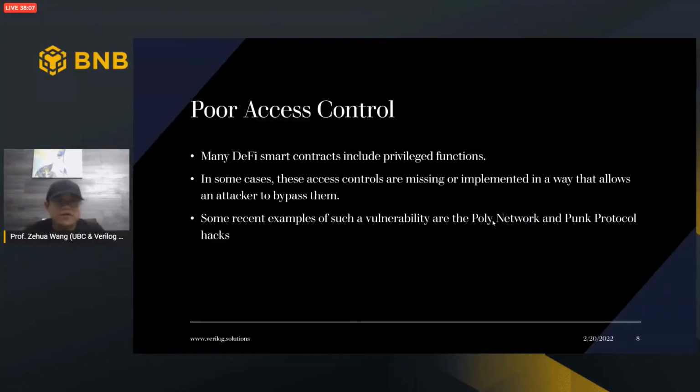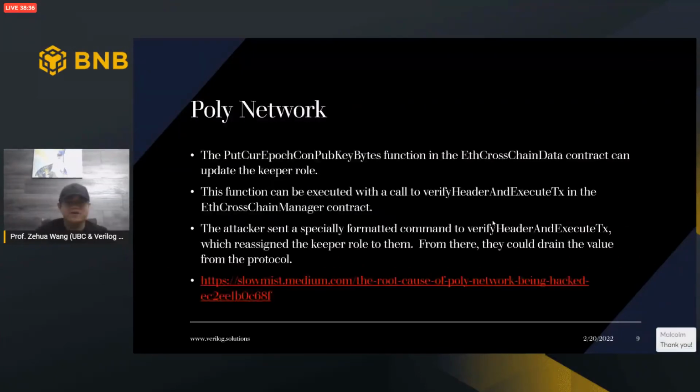And we have another kind of attack, which is poor access control. Many DeFi smart contracts include privileged functions, just like Ownable, and you have the owner. In some cases, these access controls are missing or implemented in a way that allows a hacker to bypass them. Some recent examples of such vulnerabilities are the Poly Network and Pong protocol hacks. We do have those links given here.